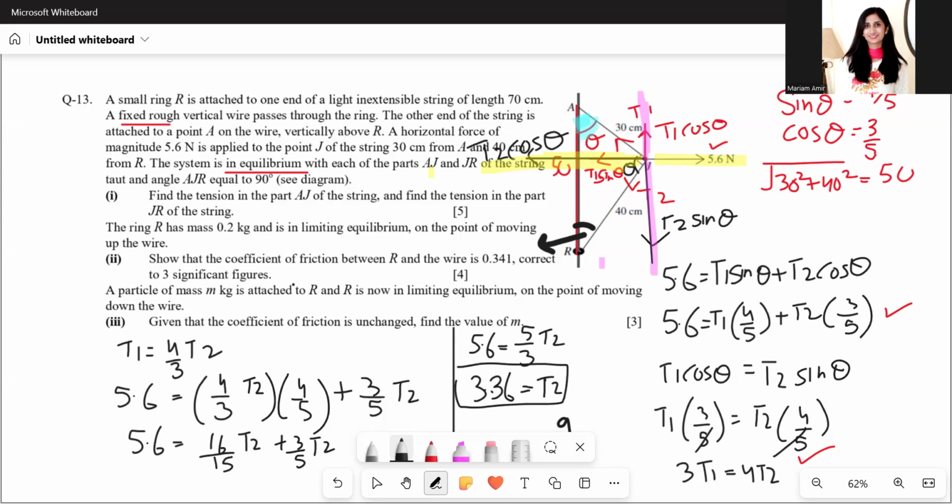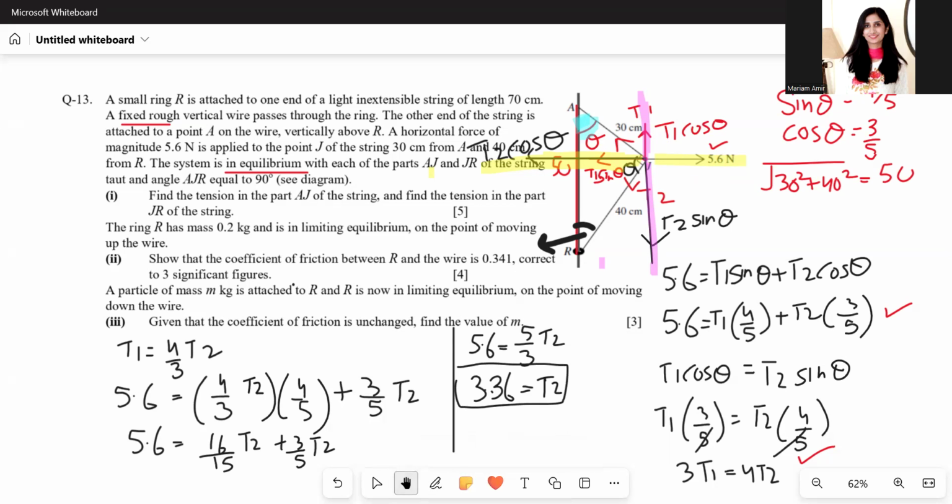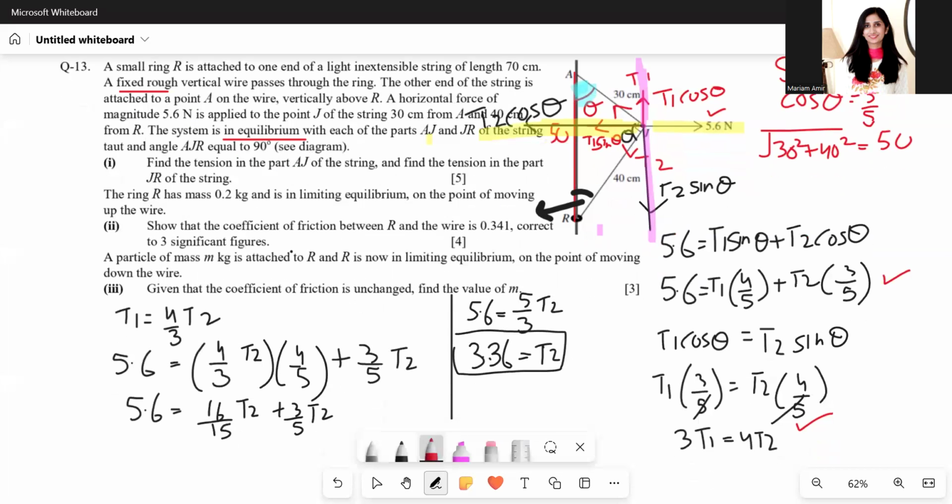Now I would like to find T1. For that, I can use this: T1 equals 4 over 3 times 3.36. Multiplying the answer by 4 by 3 in the calculator gives 4.48.